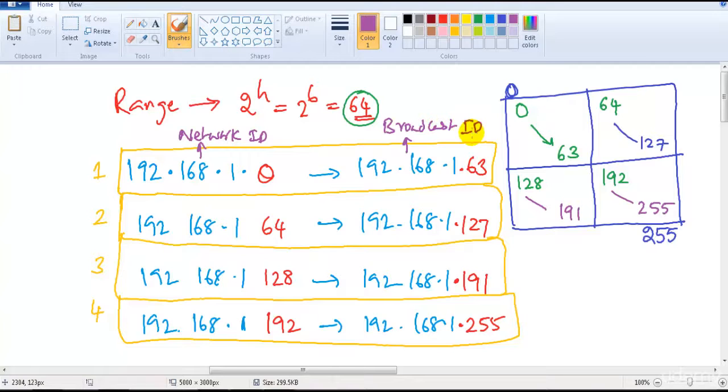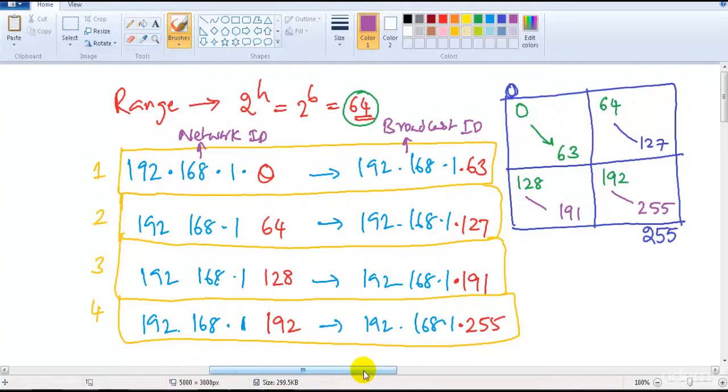Right now, in the first network, 192.168.1.0 is the network ID and 63 is the broadcast address. In the second network, 64 is the network ID and 127 is the broadcast address, and in the third network, 128 is the network ID and 191 is the broadcast ID. Similarly in the fourth network. Whatever you see on the left side are the network IDs for each network, and whatever you see on the right side are the broadcast addresses of each network. This is how we write the range, and how they are different networks I'll explain after the next example. I'll be discussing one more example.